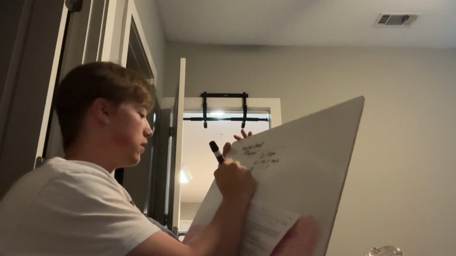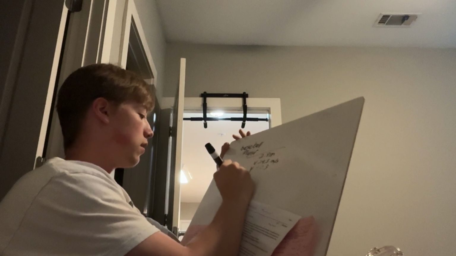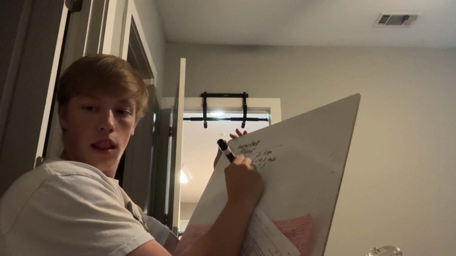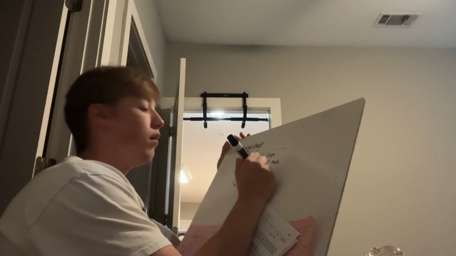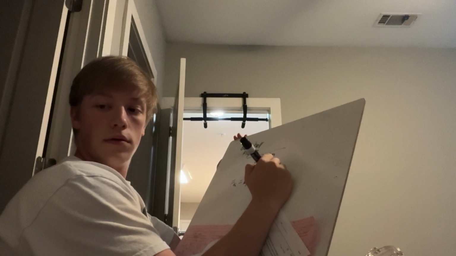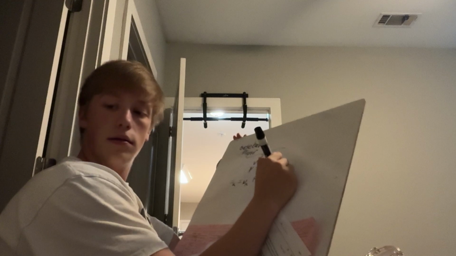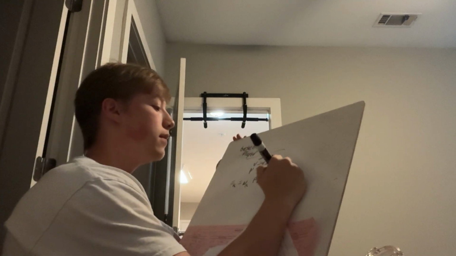F_K is equal to tau, oh wait, kinetic friction times the normal force, which is mass times gravity, which is equal to tau K times mass and gravity, because Fn equals that.